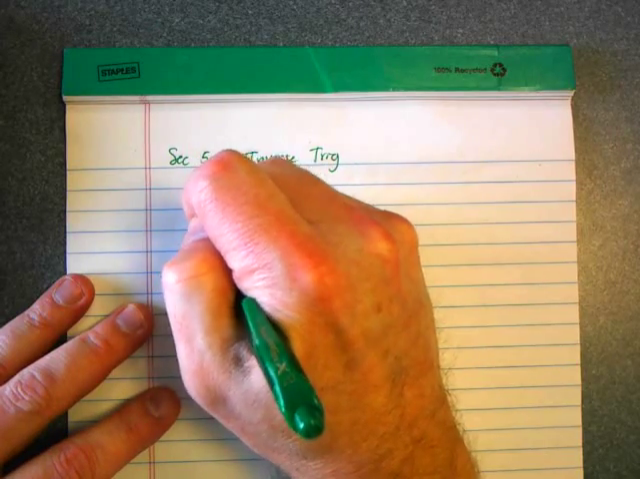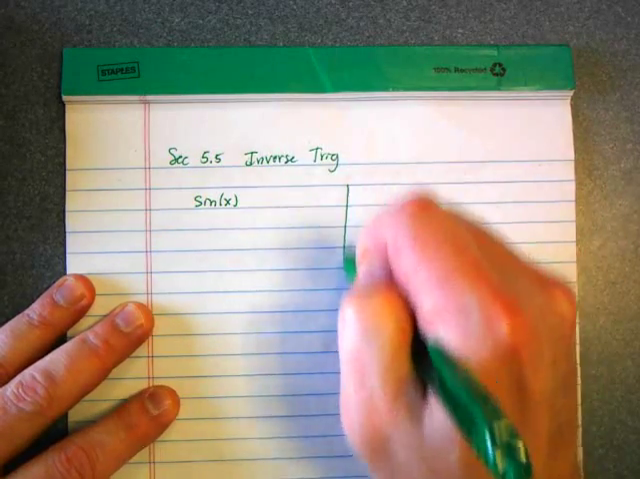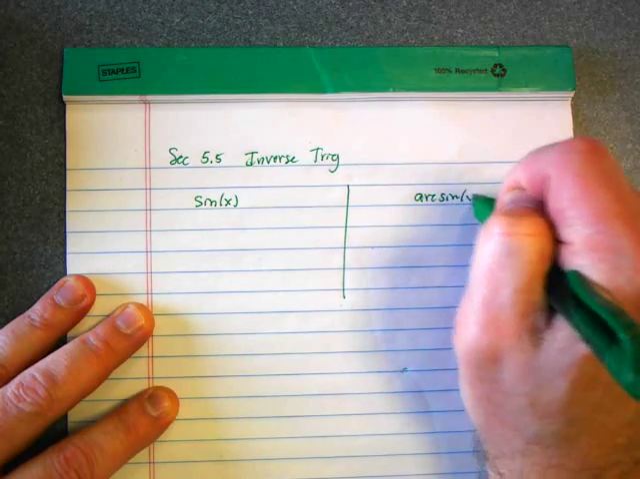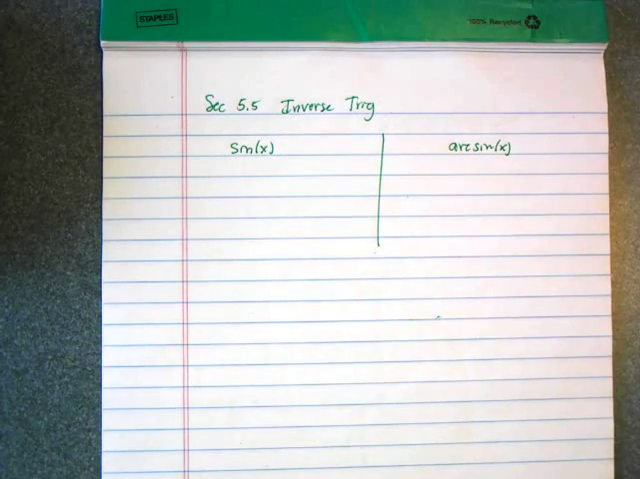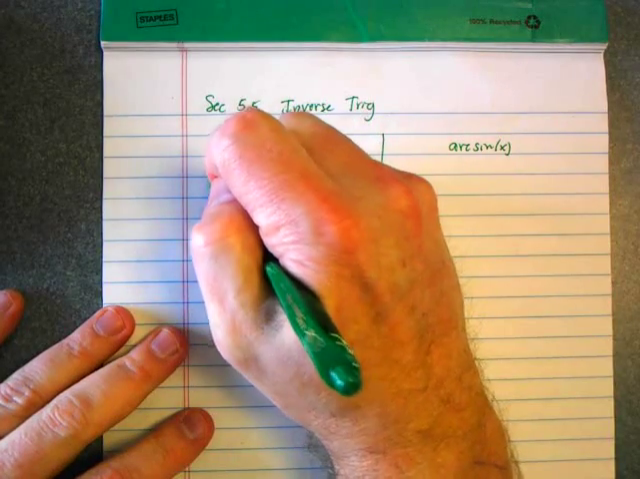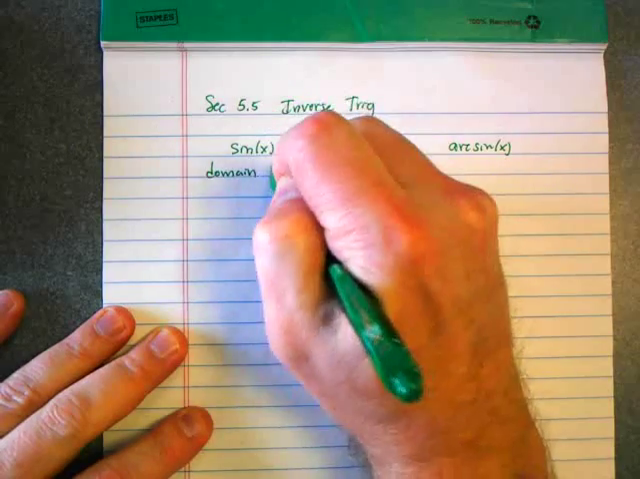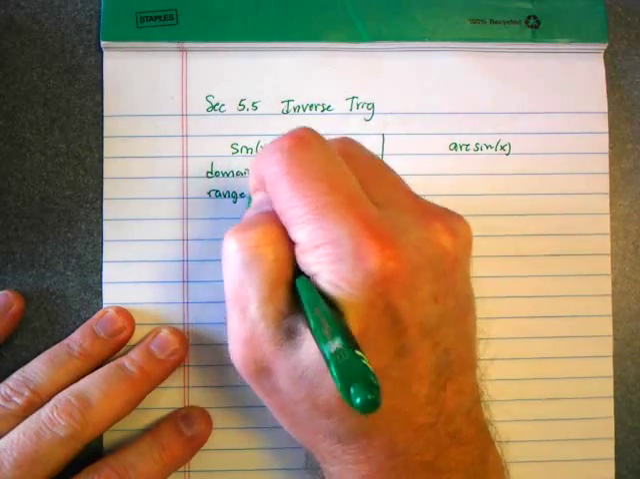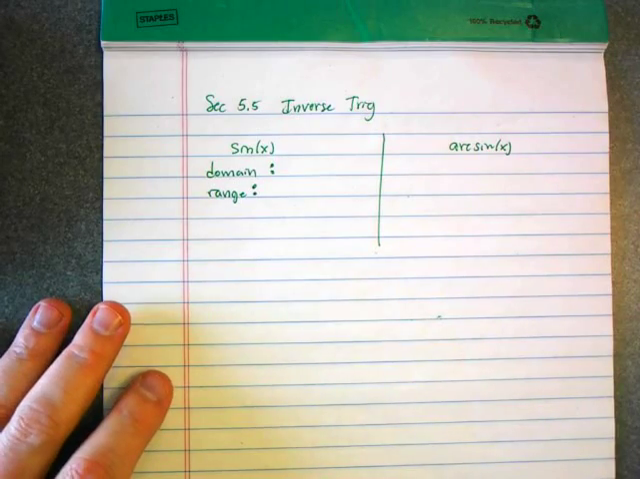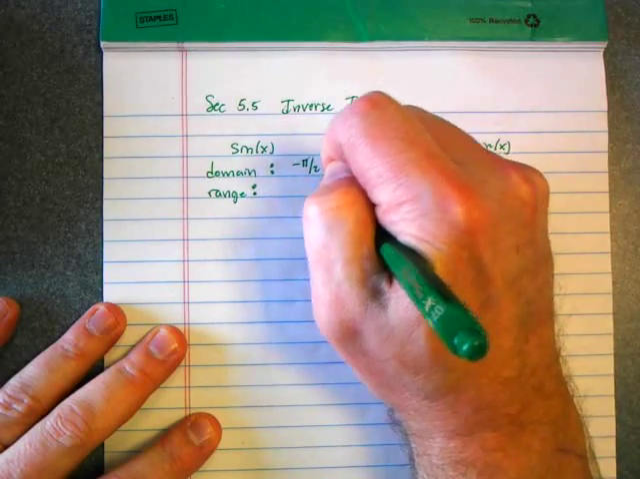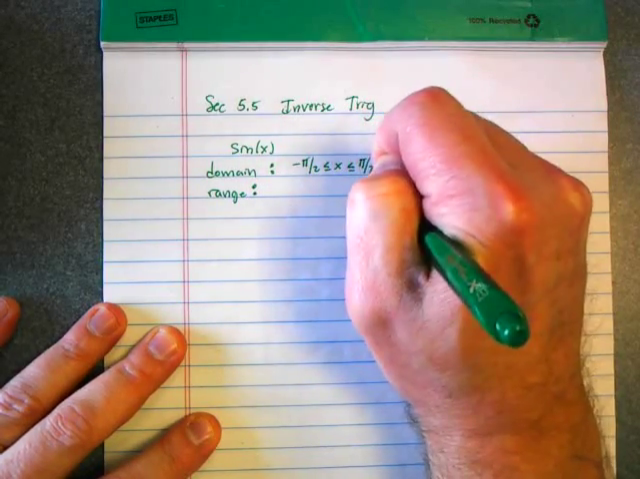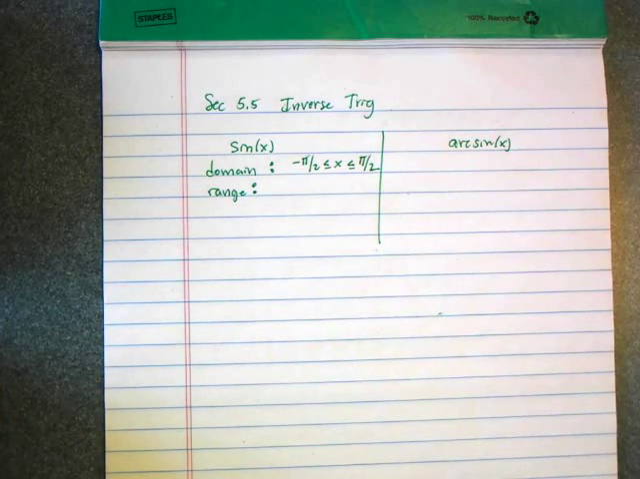Okay, so here's where we left off, as I recall. We decided that sine was not a one-to-one function, so sine by itself does not have an inverse. So we decided we had to limit our domain. What did we decide? We need to limit our domain for sine in order to make it one-to-one. We decided we needed to work between negative pi over 2 and positive pi over 2 to make sine one-to-one.